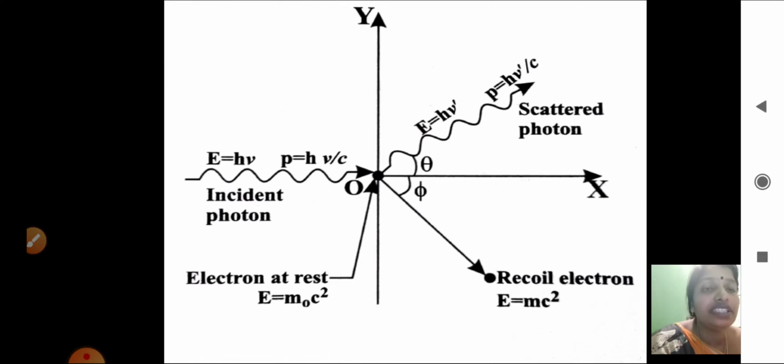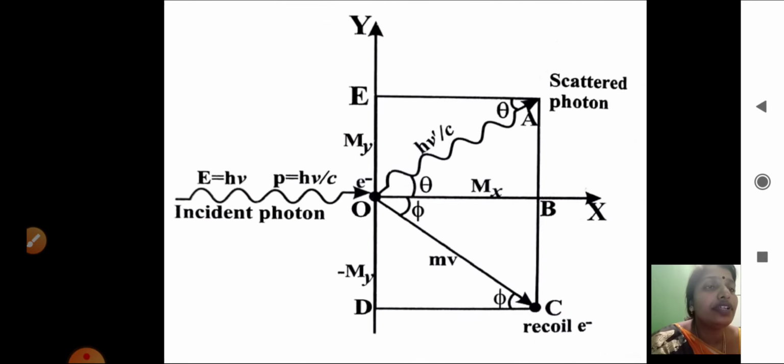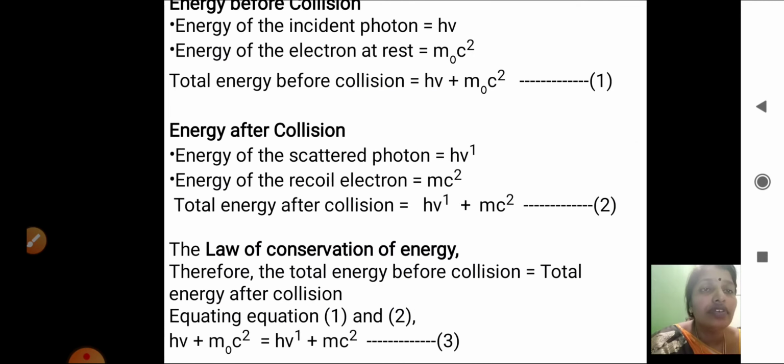After collision, this is the energy just after scattering of the photon and recoil of the electron. The scattered photon energy changes to h nu dash. The energy of the recoil electron is mc squared. After collision, the energy equals h nu dash plus mc squared. You add both, h nu dash plus mc squared. That is equations 1 and 2.